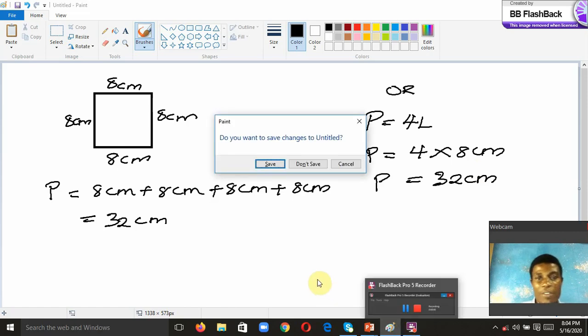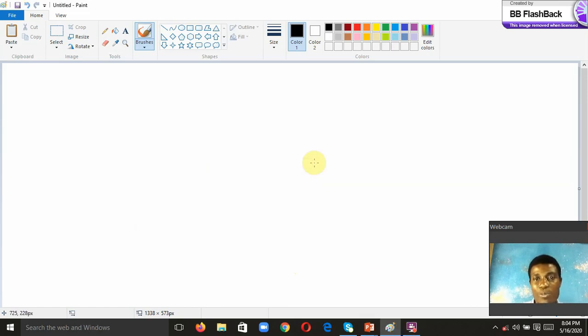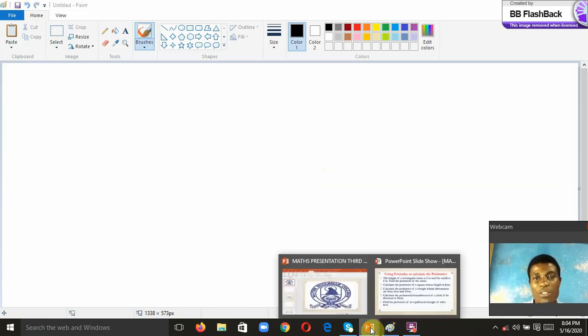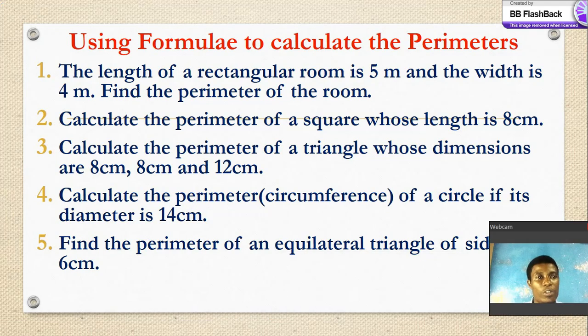So very quickly, let's take the third example, which is on triangles. Calculate the perimeter of a triangle whose dimensions, now the dimension refers to the sides, so whose sides are 8 centimeters, 8 centimeters, and 12 centimeters. This is an example of an isosceles triangle. You can see that 2 of its sides are equal.